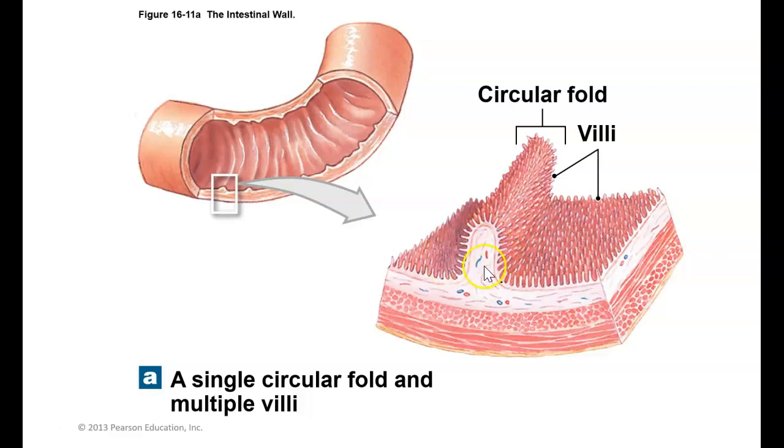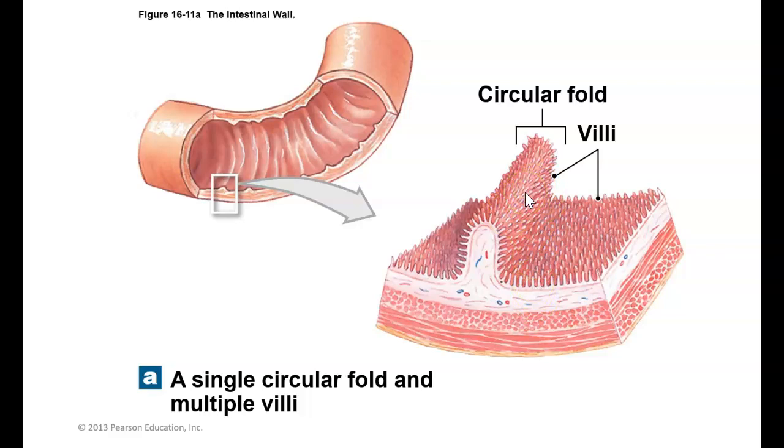On these circular folds are these hair-like projections called villi, and they're going to give the mucosa kind of a furry-like texture. There are about 20 to 40 villi per square millimeter, and they increase the surface area of the epithelial, which will again allow absorption to take place with greater efficiency. The mucosal epithelial is primarily composed of absorptive cells, which are going to cover those villi.